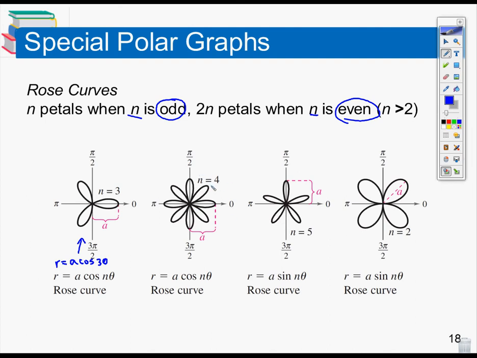Because if n is even, I'm going to have 2 times that number of petals, and I have 8 petals here. So I do know that this equation says r equals some number cosine of 4 times theta. Then if I go to my next one, I have 5 petals. That's odd, so literally n is just telling me how many petals there are. So this would be an r equals a sine of 5 theta. And lastly, this one has 4 petals, so my n is 2. The n value here would be a 2.